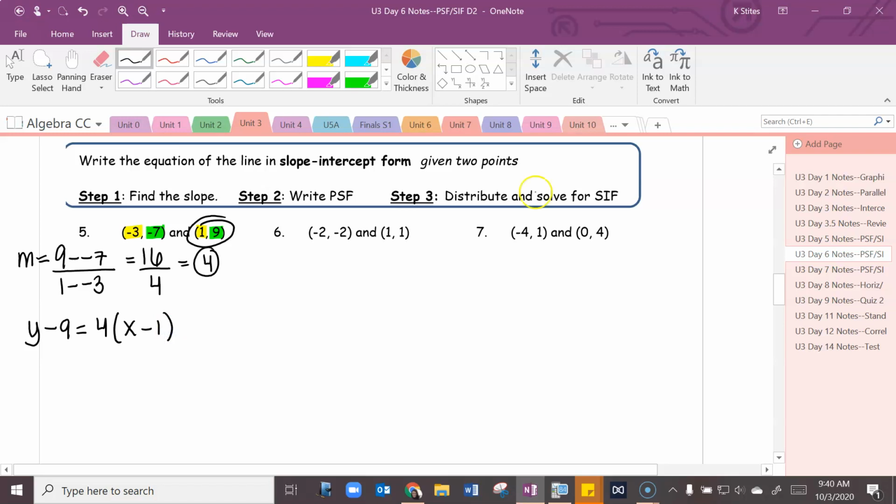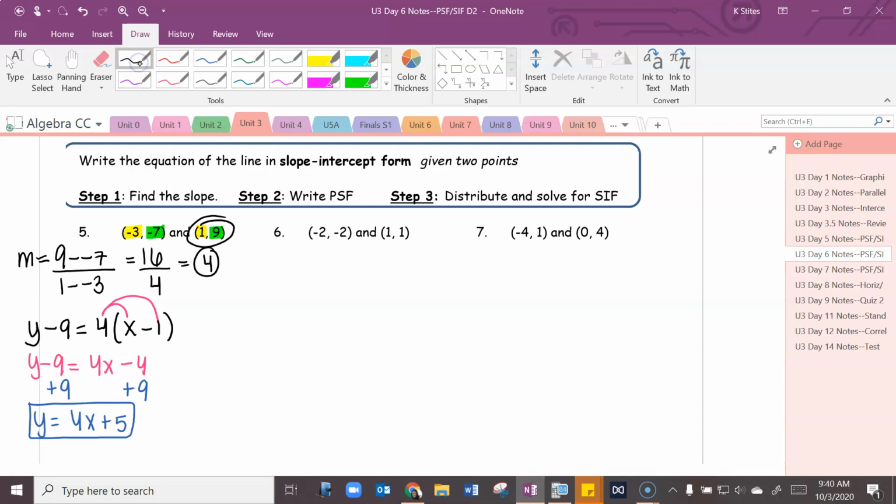Now I need to do step 3, distribute and solve. So let's distribute. And final step, solve for y by adding our 9 over. Negative 4 plus 9 is 5. And there's your slope intercept form. Let's try it again.